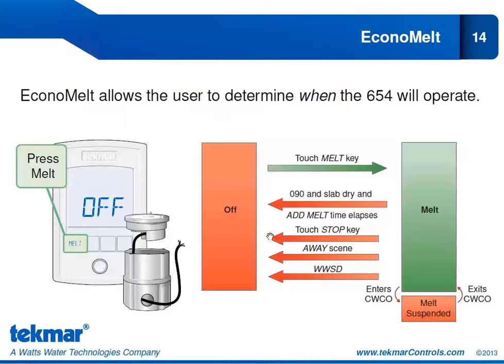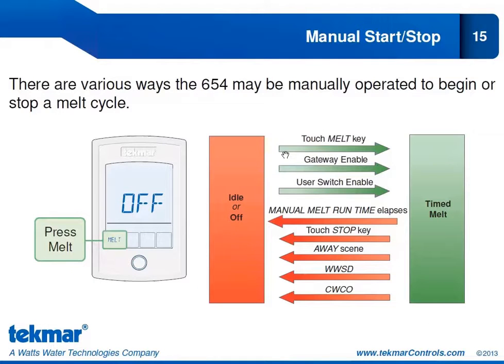Again, we have the melt suspended. So if we enter cold weather cutout, then we're going to suspend that melt cycle and it will be resumed when the ambient temperature rises above that cold weather cutout setting. The suspended melt operation can only occur if you are connected to a 090 or 094. That is why you will only see the suspended melt detail on these graphics for the automatic start and stop operation and for the EconoMelt operation where an 090 or 094 is required. The manual start and stop is always an option for the 654.